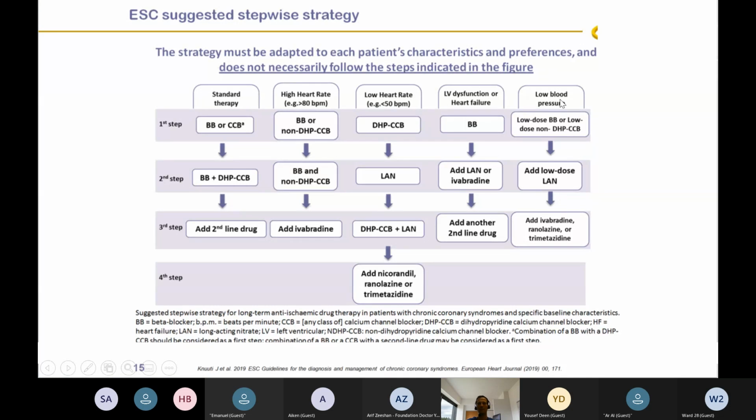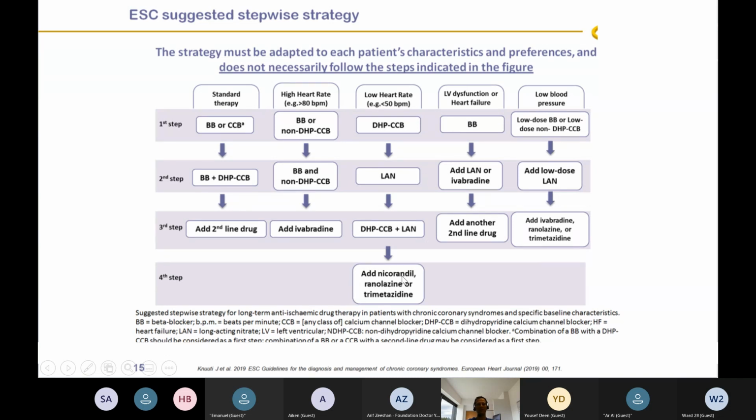And if we've got low blood pressure, then we might try a low dose of our beta blocker or calcium channel blocker. We might try a low dose long-acting nitrate, but just bear in mind the patient's risk of falling over and hurting themselves. We would be wanting fairly rapidly, unless those are well tolerated, to think about going for something which doesn't drop your blood pressure. And that's things like ivabradine, ranolazine, depending upon the heart rate, or trimetazidine. And then as a fourth step for any of these, we could think about those same drugs.